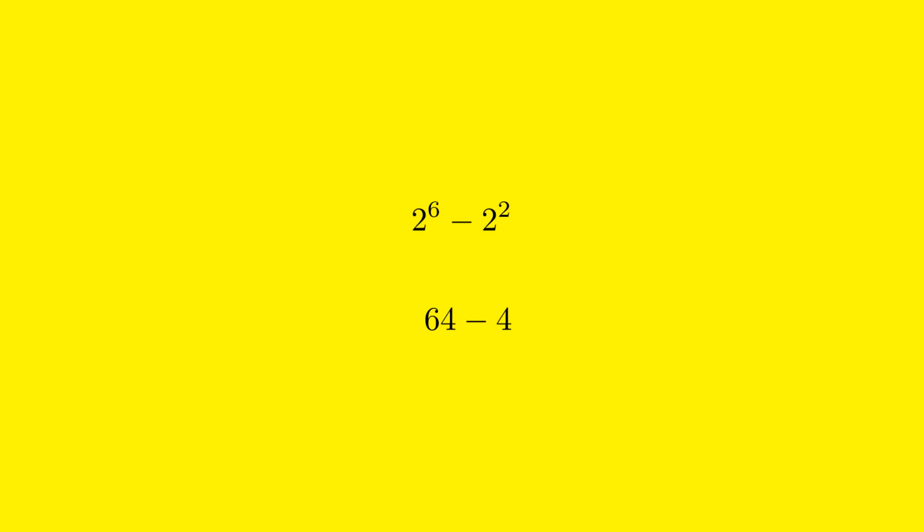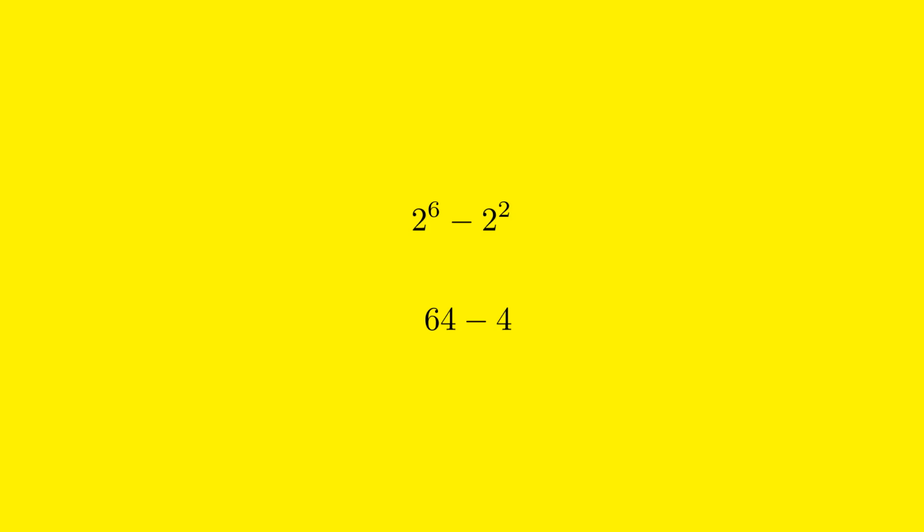First, calculate the value of 2 to the power of 6. This means we multiply 2 by itself 6 times. 2 times 2 times 2 times 2 times 2 times 2 equals 64. Next, calculate the value of 2 to the power of 2. This means we multiply 2 by itself 2 times. 2 times 2 equals 4.